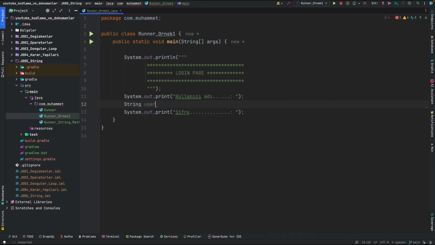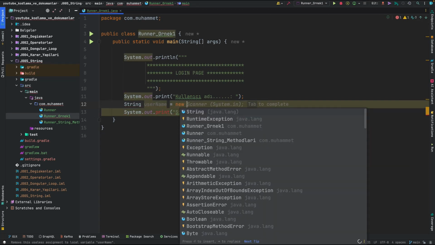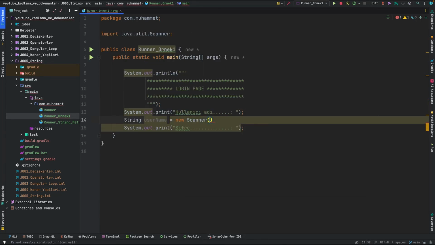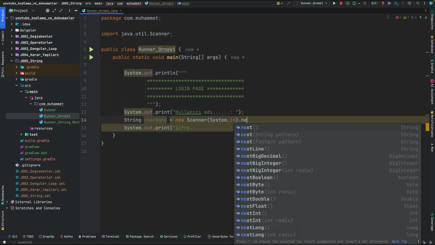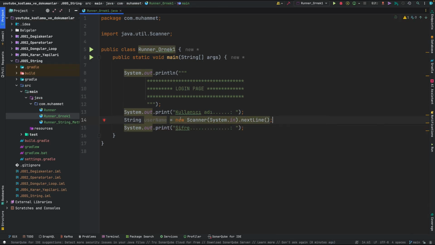Let's say string. Let it be string username equals. What am I going to do? I say new scanner. I say system.input.nextLine. Sir, what is this? What does it do? Let's set up the logic here like this, please. Of course, there are some parameters here. I've mentioned these before. We'll come back to them later. We'll shoot separate videos about each of them. Think of this as a template here.